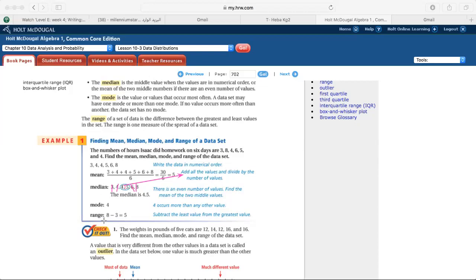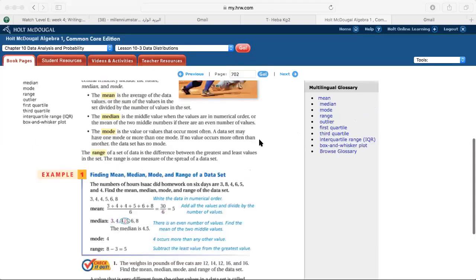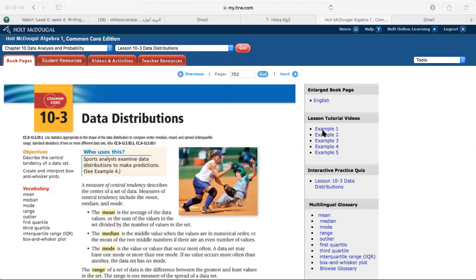The range is the difference between the greatest and the least. The greatest here is 8 and the least is 3. So 8 minus 3 equals 5. Okay, girls, let's watch here a movie, a video.